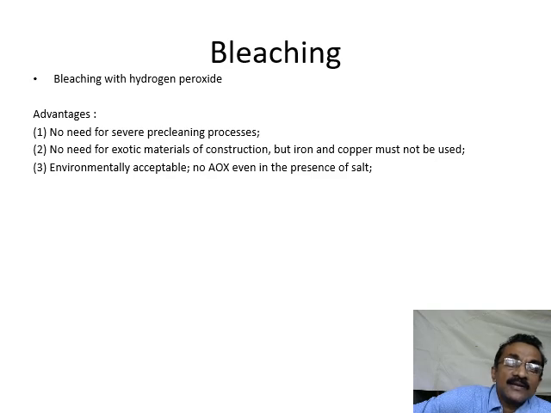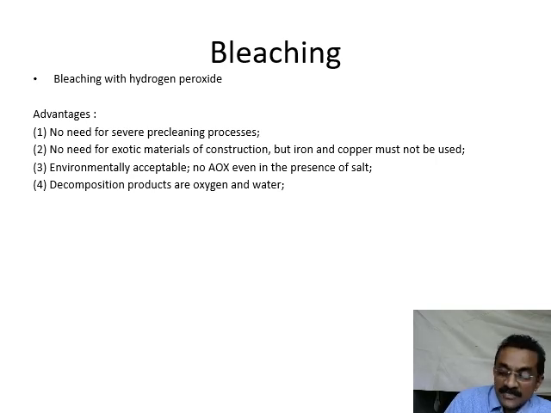It is an environmentally acceptable process, so there is no AOX as there was in the sodium hypochlorite process. After decomposition of hydrogen peroxide, water and oxygen will evolve, so no residual harmful products remain on the fabric. Decomposition products are oxygen and water, so it is not harmful from the ecological point of view. Therefore it is a safe bleaching agent.